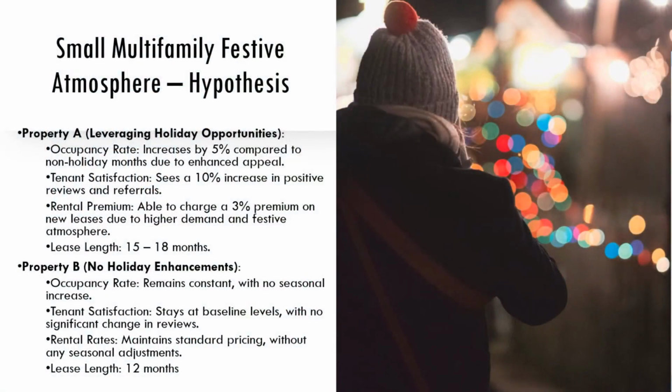Whereas property B remains consistent with no seasonal increases. Property B stays at base level with no significant change or review. Property B sees rental rates that maintain standard pricing without any seasonal adjustments. And the length of this lease is 12 months. And then you get to do this whole thing all over again. My question for you is, which property do you want? Do you want property A or property B?